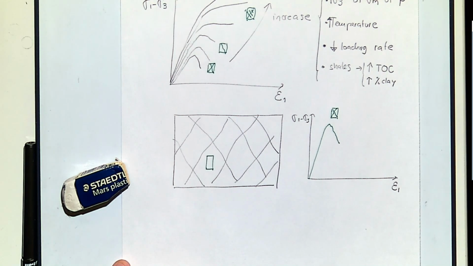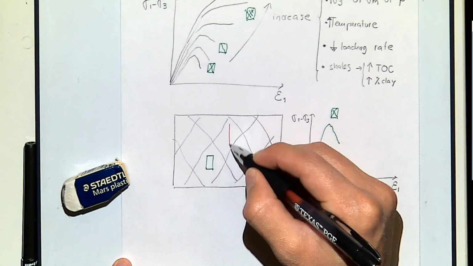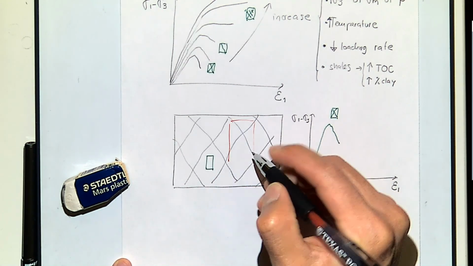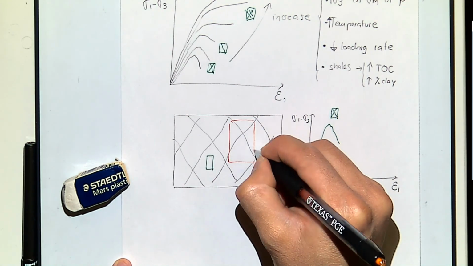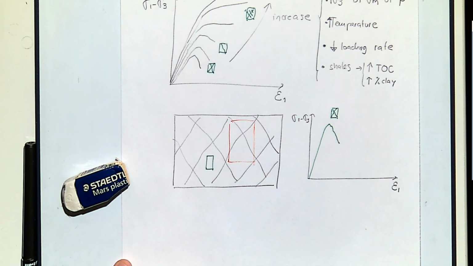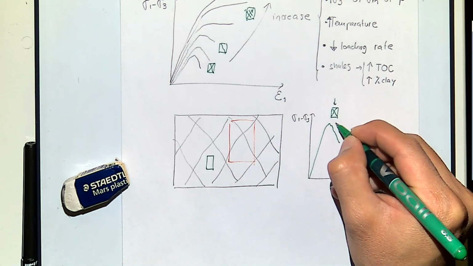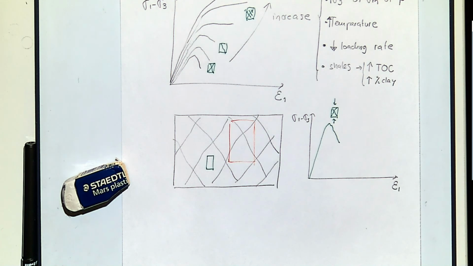What do you think is going to be the response of a rock which is now a rock that also has fractures inside? And if we load it under deviatoric conditions, do you think it will be as brittle as an intact rock or not?